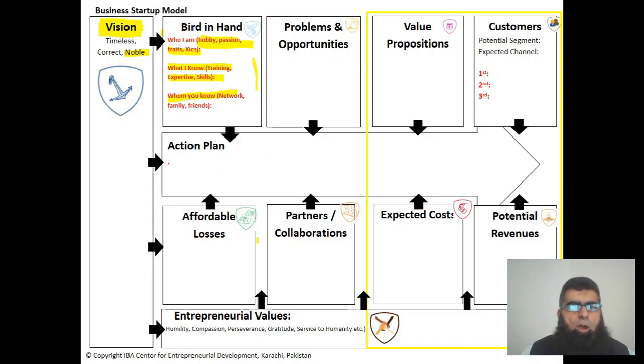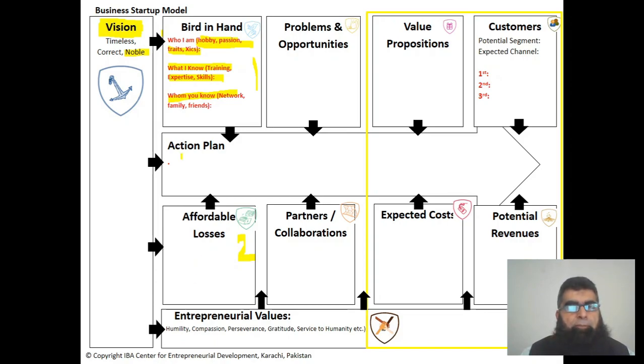And once you fill that box, you come down to the bottom. That is the affordable loss. How much time, effort, and money are you willing to lose? So you have to define it in some tangible way. This many hours I can spend, this much money I can spend, and I'm willing to walk and talk and stand, and this is the physical exertion which is needed.